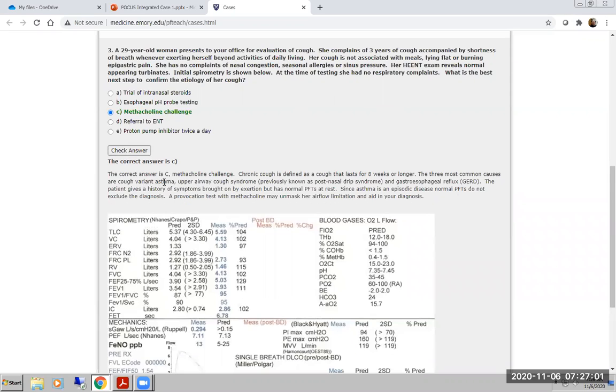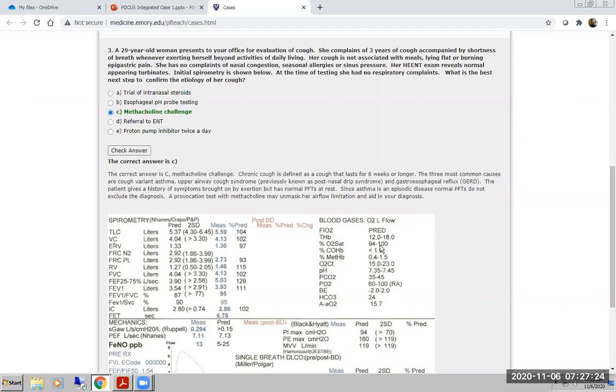So it does talk about, here it is. It's called upper airway cough syndrome, previously known as postnasal drip syndrome, and GERD. So I think Hannah makes a good point. I think in practicality, you might try an empiric treatment of something before we rush to the methacholine challenge. We don't order a lot of those. I don't think I've ever ordered one.